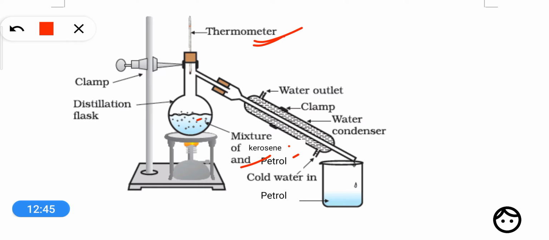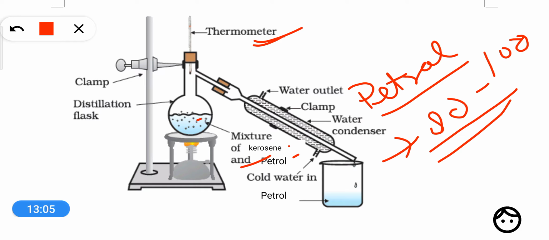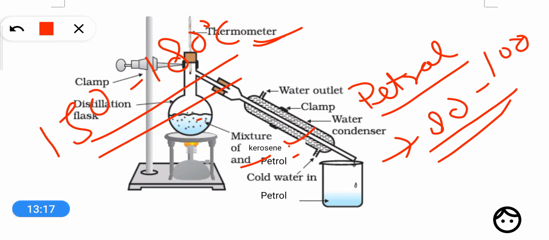But kerosene and petrol have difference in their boiling points. So actually the boiling point of petrol, if we talk about petrol, the boiling point of petrol is generally 80 to 100 or 90 to 100 degree Celsius, right? However, it varies, right? But if we talk about the boiling point of kerosene, then it falls between 150 degree to 180 degree centigrade, right? So petrol has a lower boiling point, kerosene has a very high boiling point.